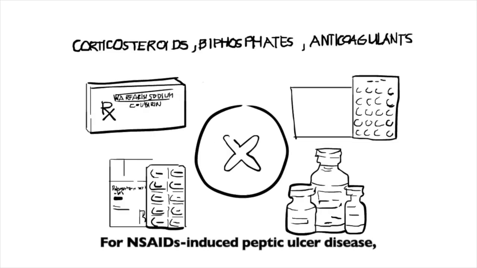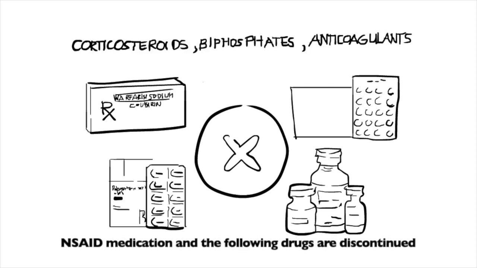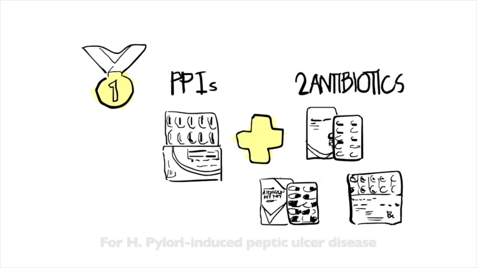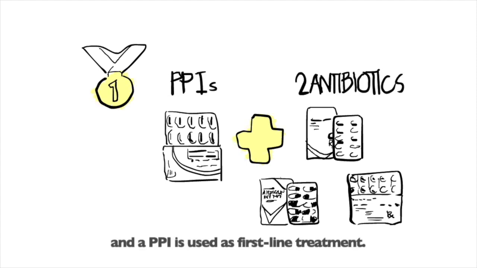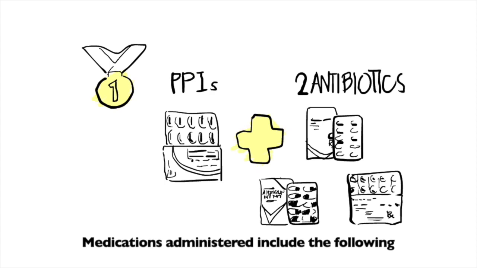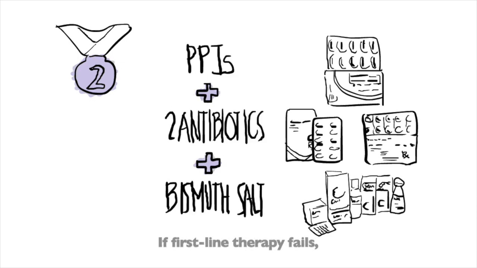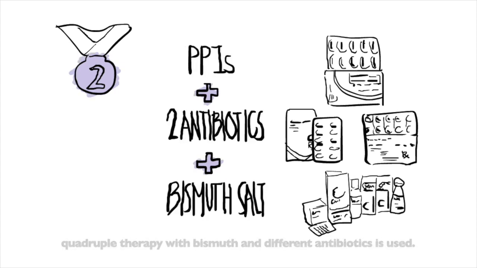For NSAIDs-induced peptic ulcer disease, NSAID medication and the following drugs are discontinued if possible. For H. pylori-induced peptic ulcer disease, a triple regimen comprising of 2 antibiotics and a PPI is used as first-line treatment. Medications administered include the following and are used for 7 to 14 days. If first-line therapy fails, quadruple therapy with bismuth and different antibiotics is used.